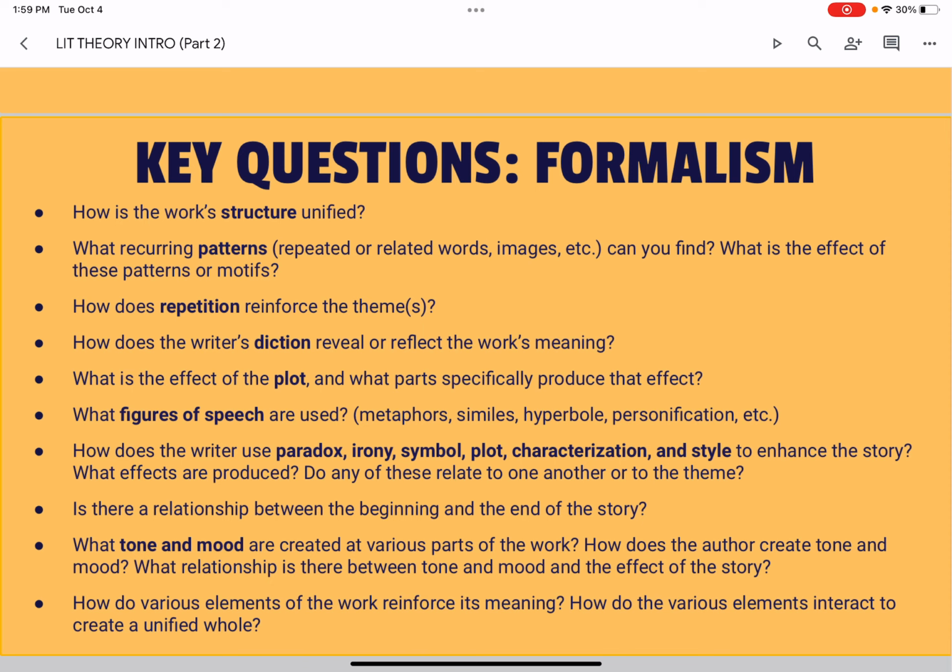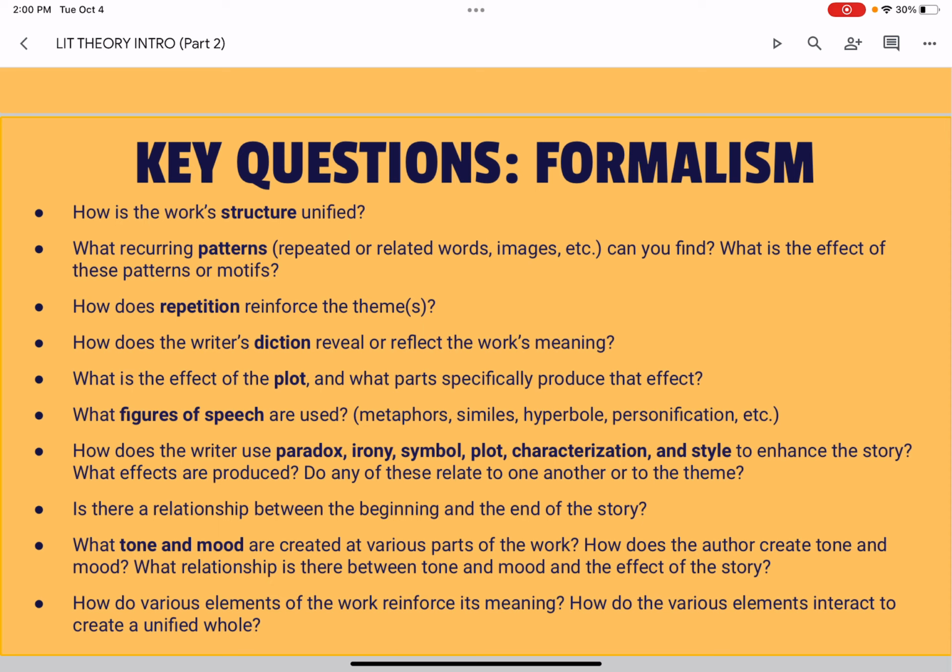So when we read poetry, because there are so few words in poetry, word choice, diction, is so essential in understanding the choices that the poet makes. If there is a plot, which poems can have, what is the effect of the plot and what parts specifically produce that effect? What figures of speech are used? So metaphors, similes, hyperbole, personification, etc.